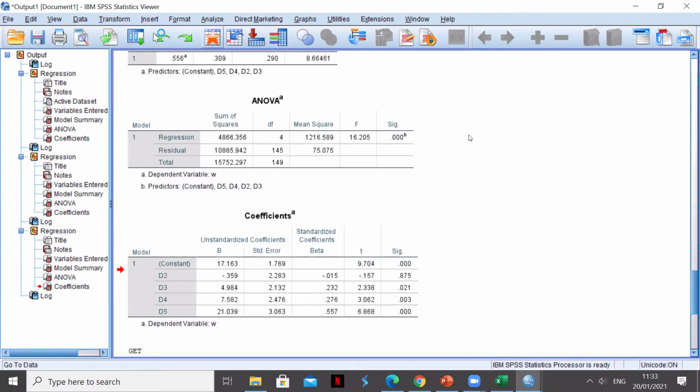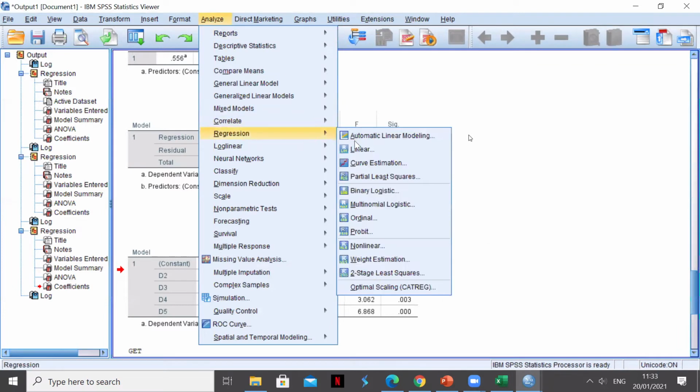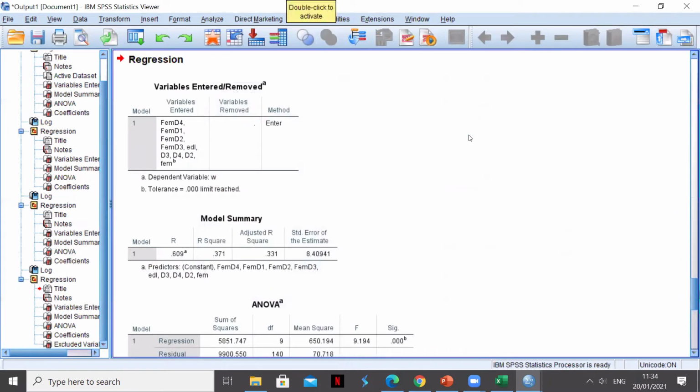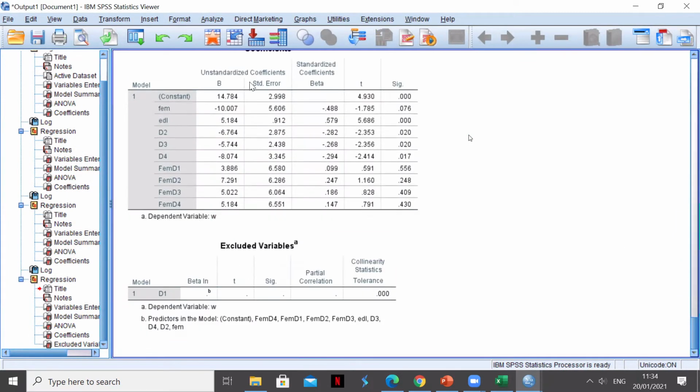So you want to make the model, and you go to Analyze, Regression, and Linear. You put in your wage as the dependent variable. You put in your fem. If you put your finger on the control button, then you can take all of them together. And you want all of them, so that's easy. And you put them in there. You click on OK. And you get this model with fem, education level, D2, D3.